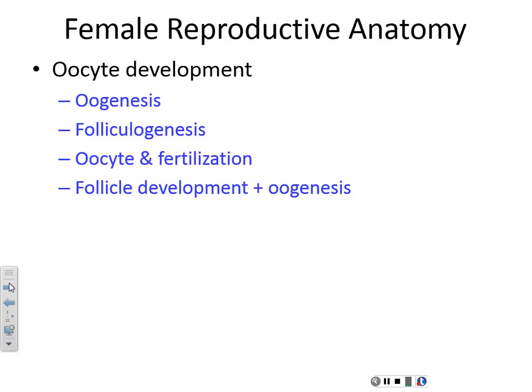And then by puberty, you have about 400,000 remaining. And then they do what? Then they're stimulated by LH to complete the first meiotic division, just before ovulation, and then you get a secondary oocyte that is then arrested in metaphase 2. It doesn't even complete the second meiotic division. You see what I'm saying? Then it's released. So that's oogenesis per se.